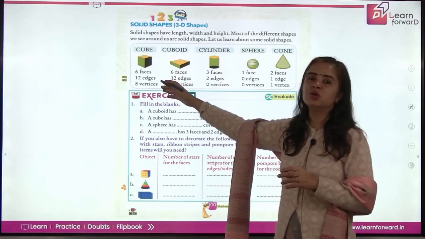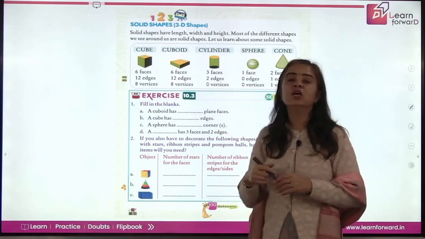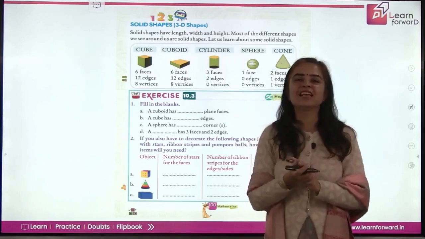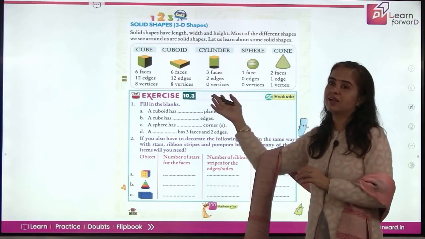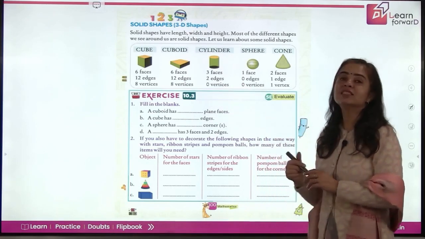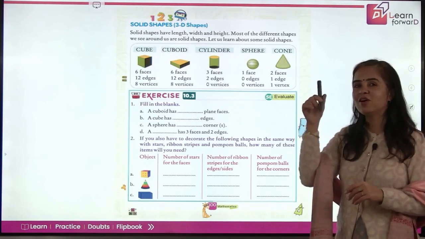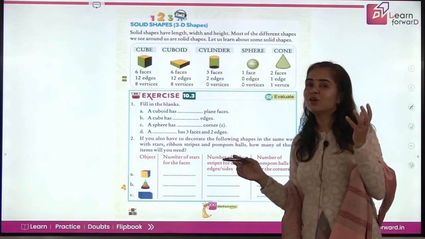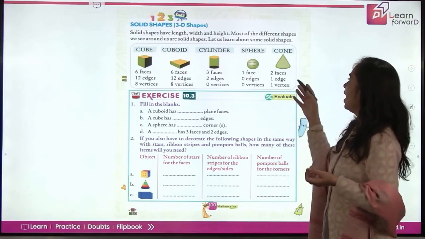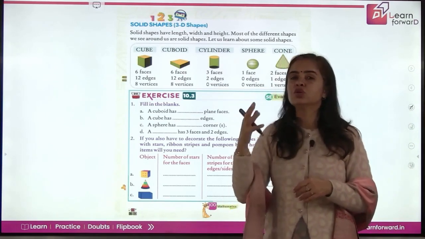This is a cube, like the dice of your Ludo. Then this is the cuboid, just like your pencil box and lunch box. Your books even look like a cuboid. Then you have a cylinder, which is like your water bottle and even your pencil, children. Then you have a sphere. Yes, your balls, they are spheres. And the cone, your birthday party cap is a cone. So let's know about them.